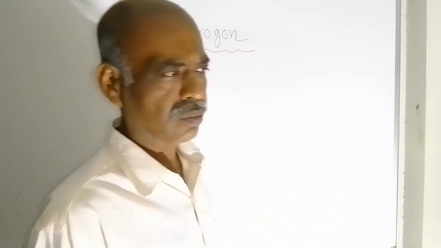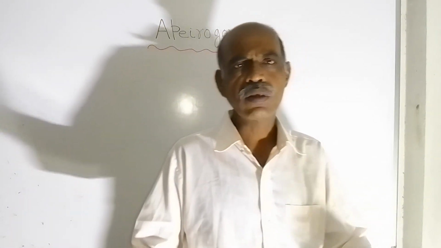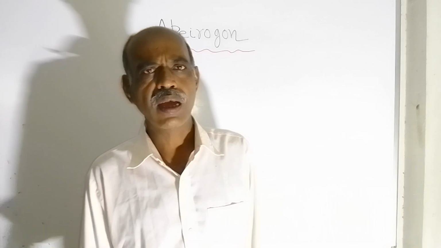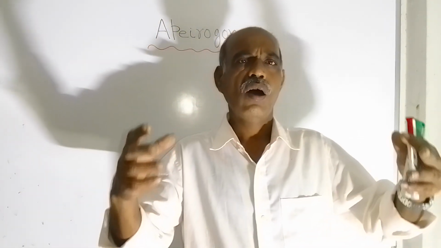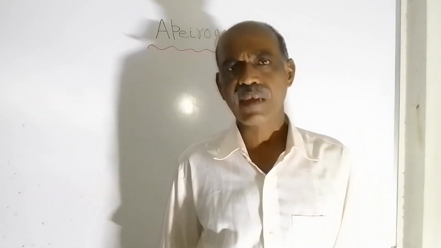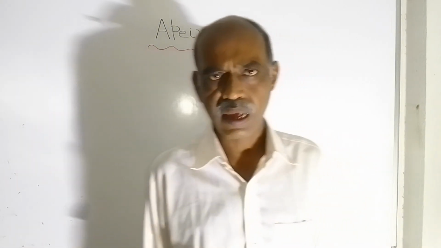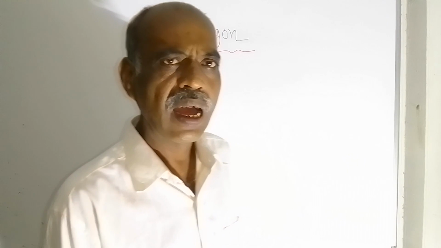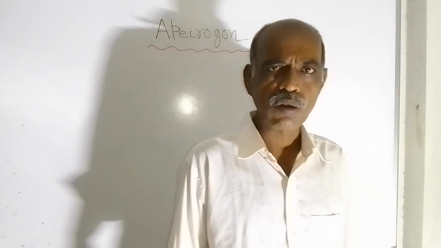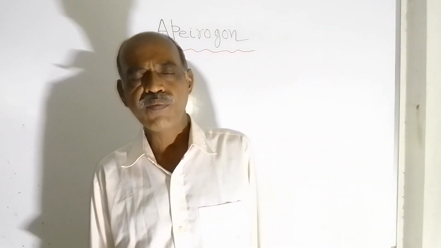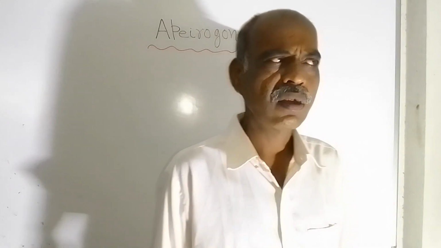Apeirogon. Apeirogon is defined as a polygon of infinite sides, an infinite number of sides. Apeirogon is defined as a polygon of infinite number of sides.